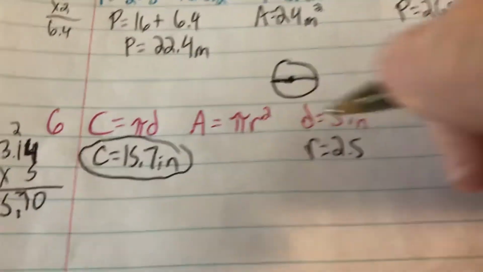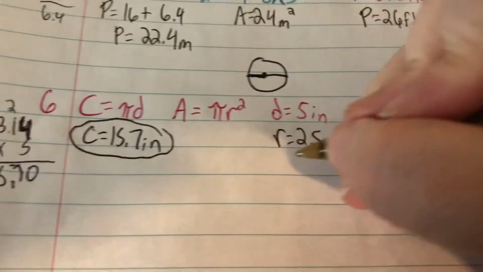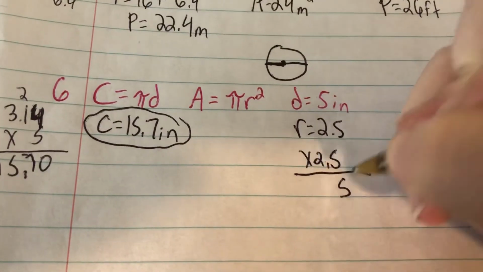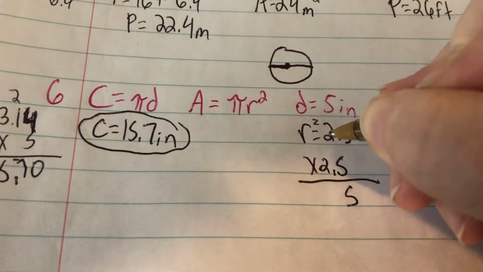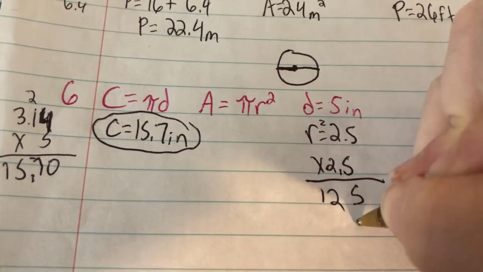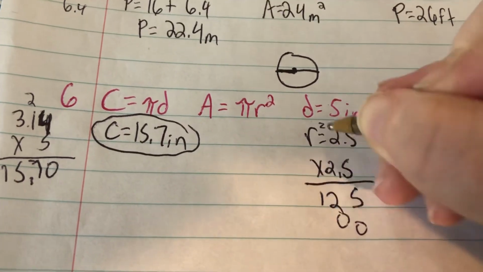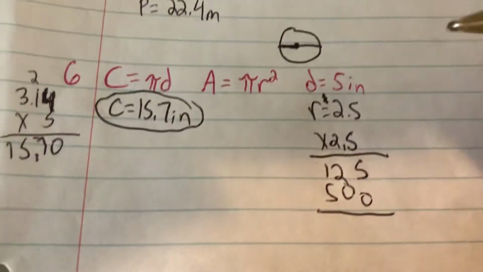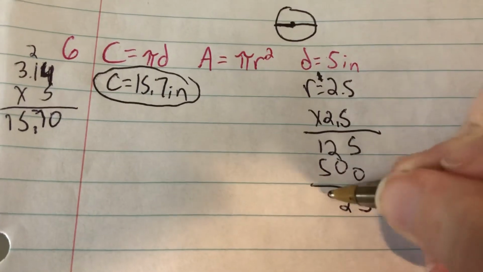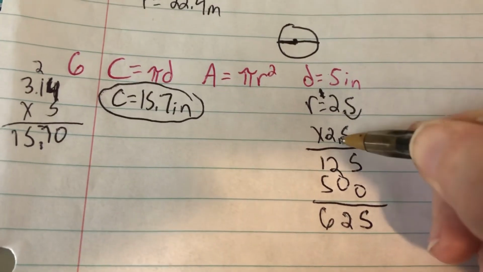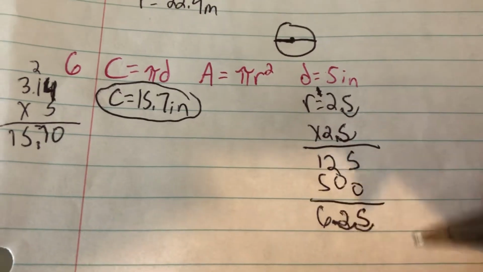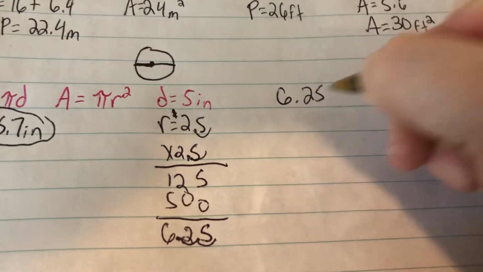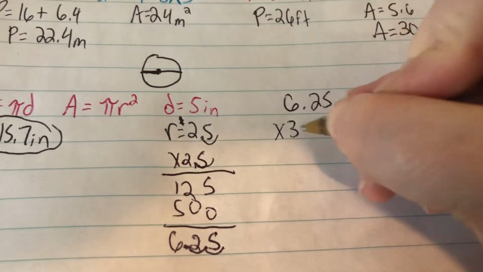So first we square our radius. So we do 2.5 times 2.5. 5 times 5 is 25. 5 times 2 is 10. Plus 2 is 12. 0. 2 times 5 is 10. 2 times 2 is 4. Plus 1 is 5. 6.25. 1 decimal, 2 decimal. So 6.25. So then I would do 6.25 times pi, which is 3.14.